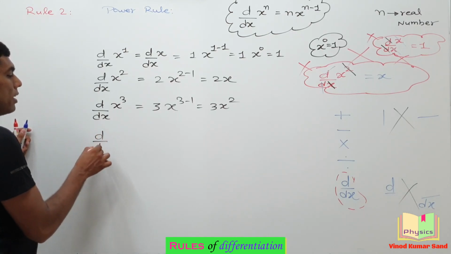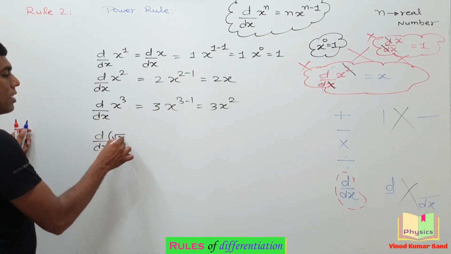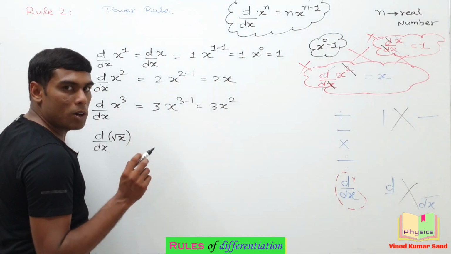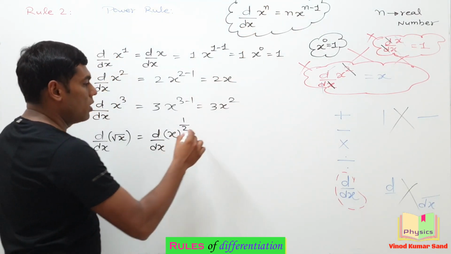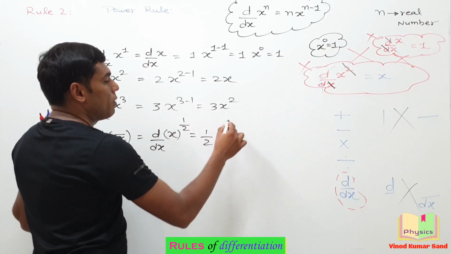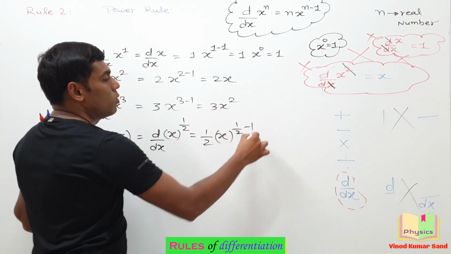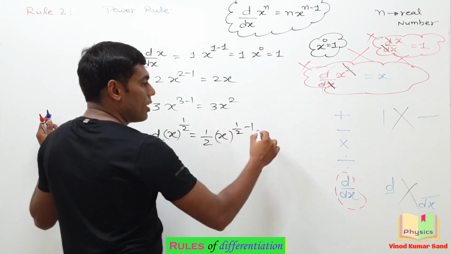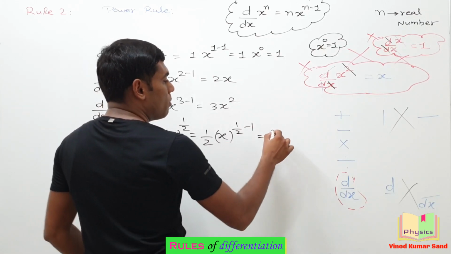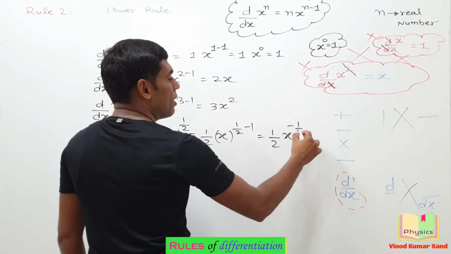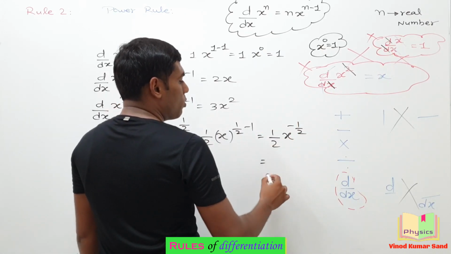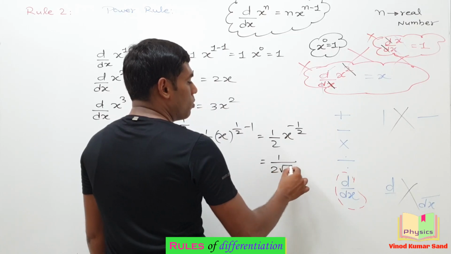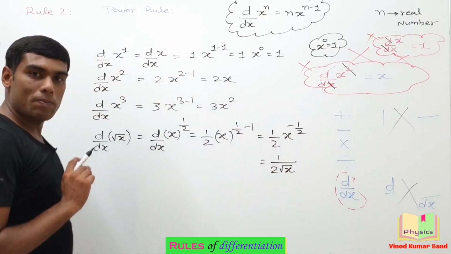Suppose d by dx of root x. Can you report your answer in the comment box? x to the power 1 by 2 can be solved using this rule: 1 by 2 x to the power 1 by 2 minus 1. Getting my point? It will be 1 by 2 x to the power minus 1 by 2. Clear? In simple manner, if you want to write it, it will be 1 by 2 root x.